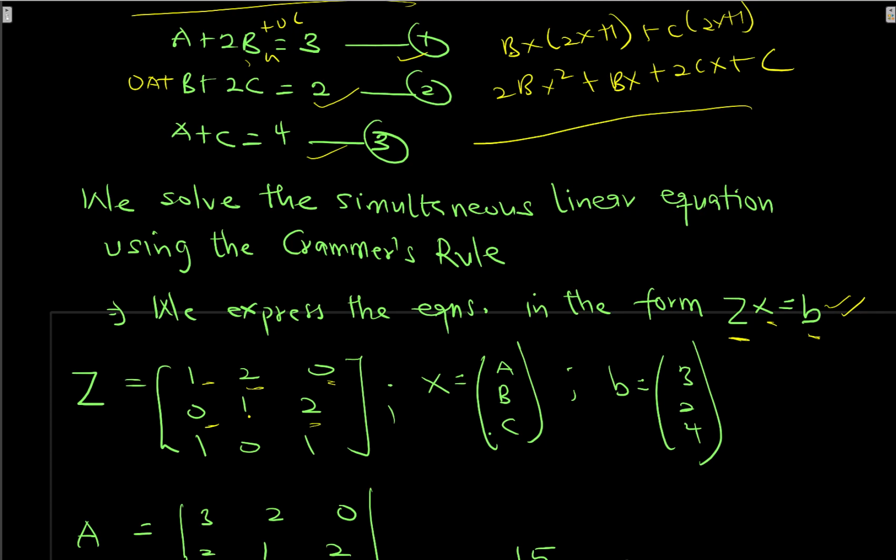In equation 3, we have A, whose coefficient is 1. There is no term containing B, so we can write it as 0B. That's why we have 0 here. Then C has coefficient 1. And our variables are A, B, C. That's what we are looking for. And our right hand side is 3, 2, 4. That's what we have here.